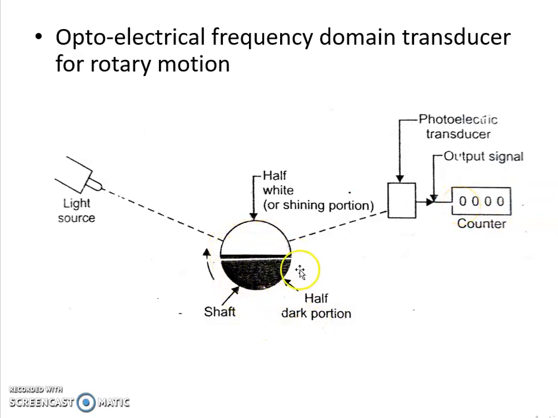Now alternately, when the dark portion comes on the upper side, then the light will be absorbed by the dark portion. No light will be reflected by this dark portion. Therefore, the photoelectric transducer will not produce any output pulse.